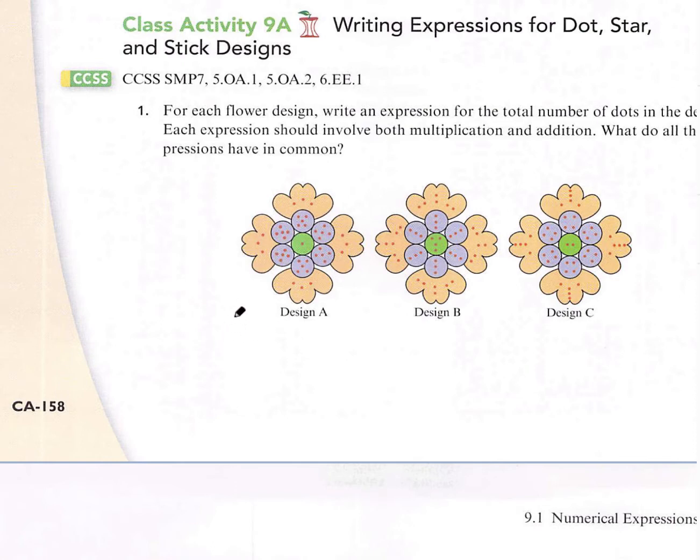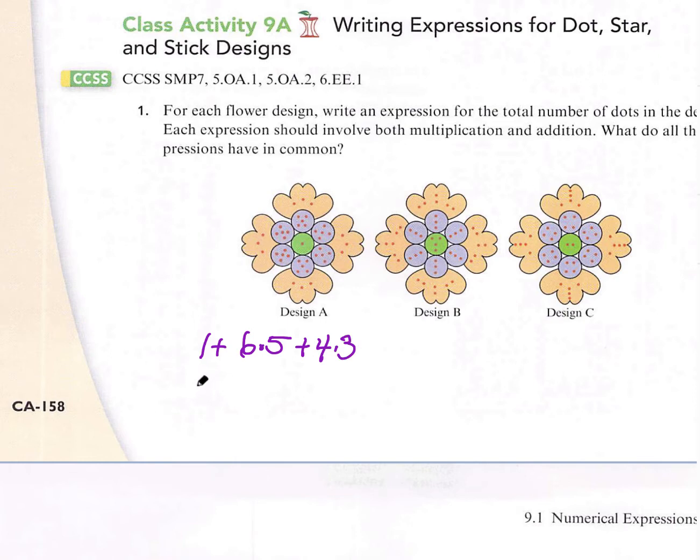So the first design, we have 1 dot in the center. Then we have the 6 purple circles, and there's 5 dots in each one of those. And then we have the 4 petals, and there's 3 dots in each one of those.